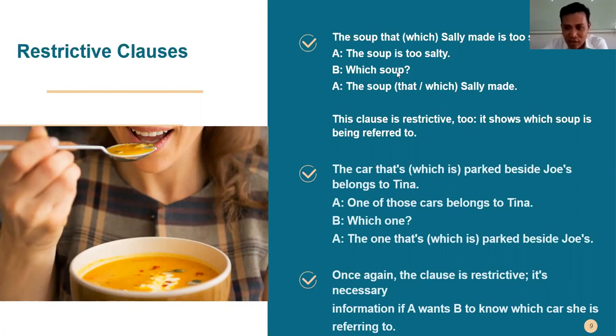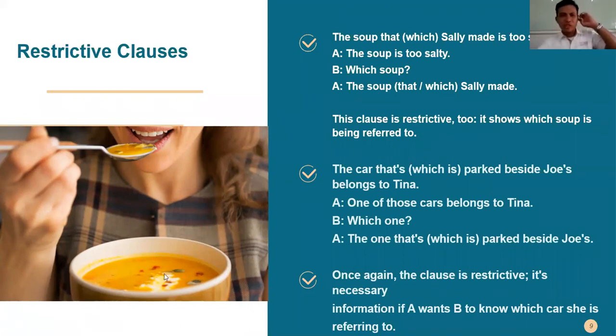So this is also restrictive because we need to be more specific here. If you don't say which car, because there are many cars, people may be wondering or confused. Which car do you mean? Oh, beside Joe's. The car which is parked beside Joe's. In the last sample, once again, the restrictive clause is necessary information if A wants B to know which car she is referring to. This is only an explanation, so I hope you understand.